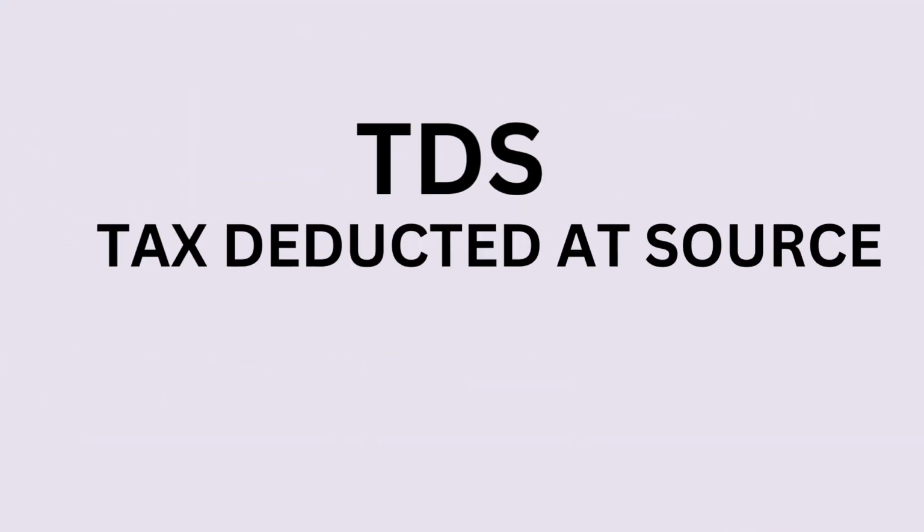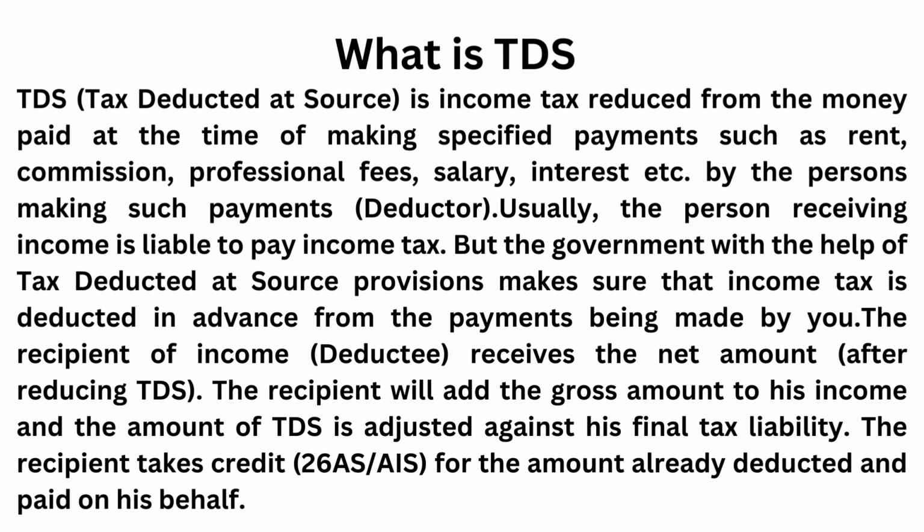TDS. Tax deducted at source. What is TDS? TDS, tax deducted at source, is income tax reduced from the money paid at the time of making specified payments such as rent, commission, professional fees, salary, interest, etc. by the persons making such payments, the deductor.